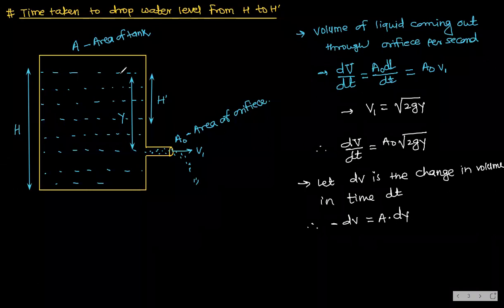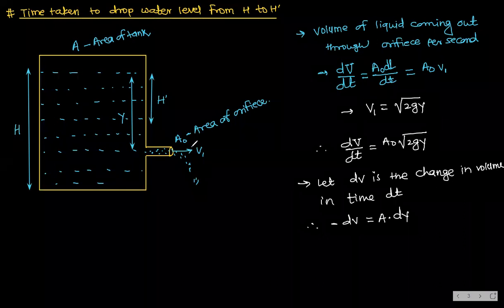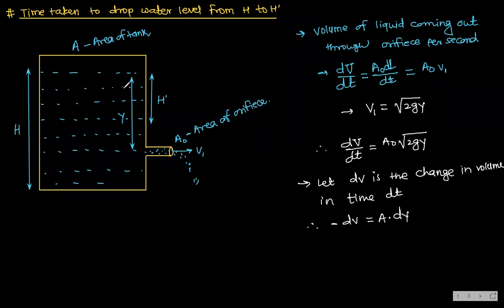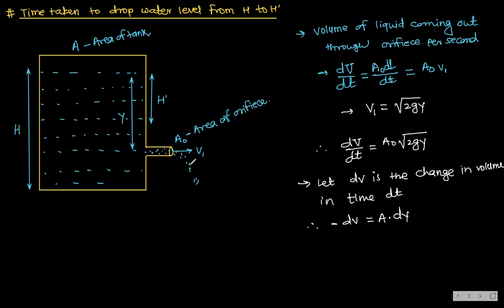And whatever volume is coming down, that should be the volume going out. Agree with me? Whatever volume of water is going down, that much volume should come out. Understand? Clear? So minus dv is equal to A into dy, and that's why I'm replacing here.